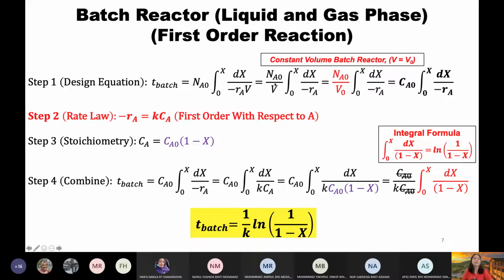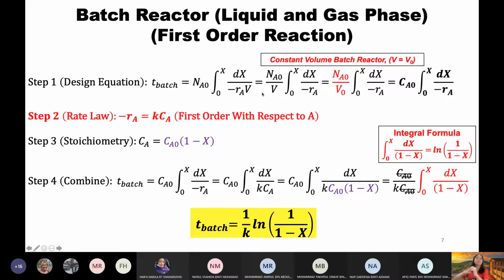So the concept of integration is that anything that changes will be integrated with respect to X. dX means it will be integrated towards X. So any variables that will not be affected by X, or by the change of X, you can take out from the integral part. So I take V out of the integration bracket. So it becomes N_A0 per V.